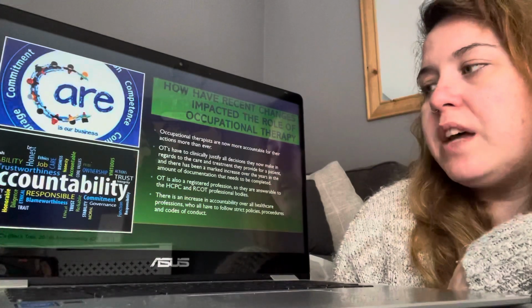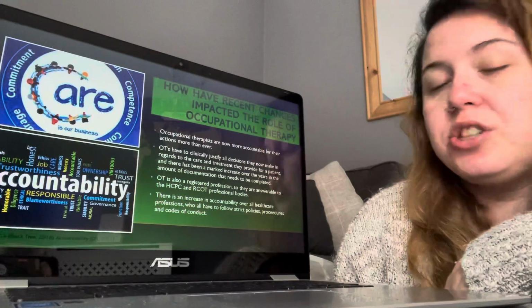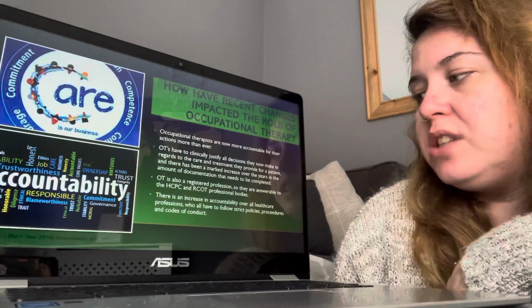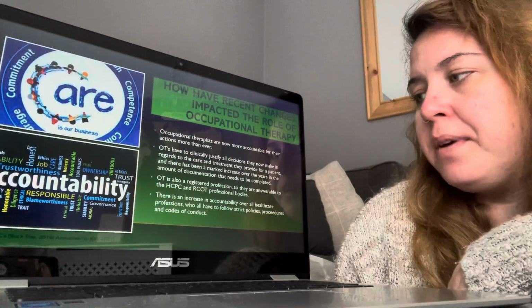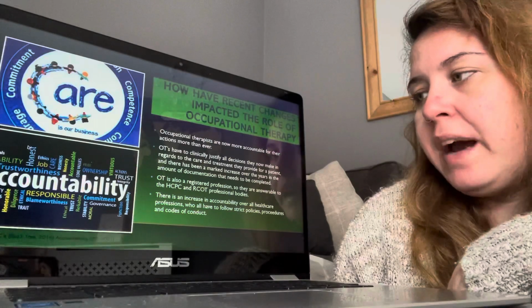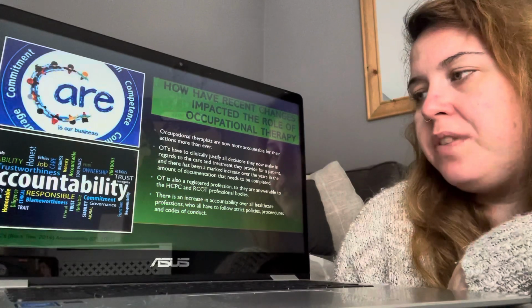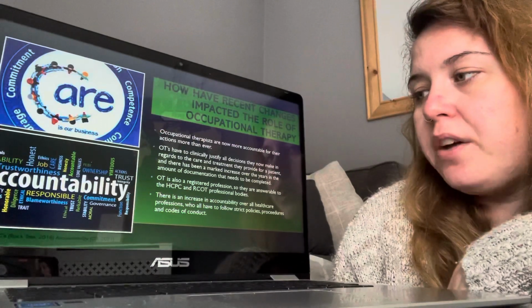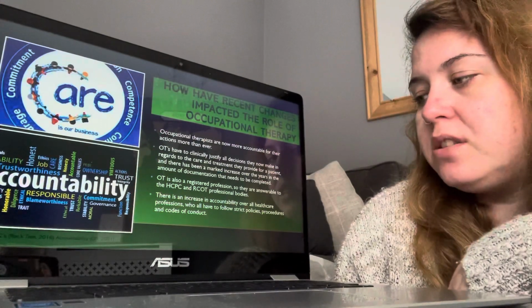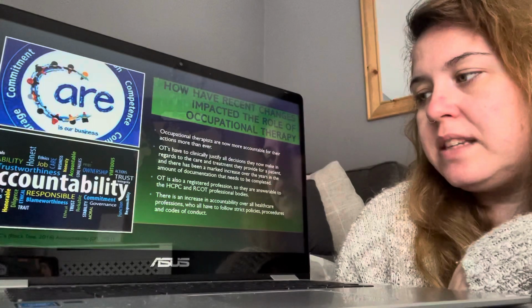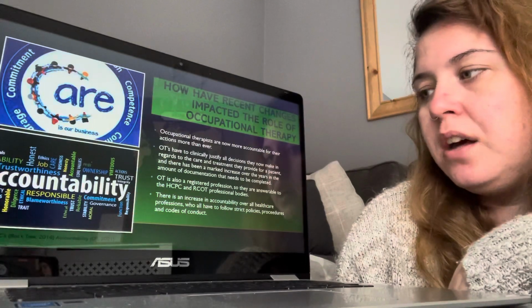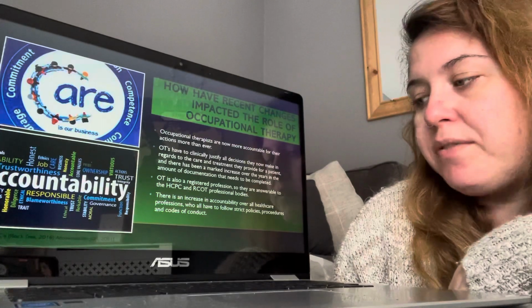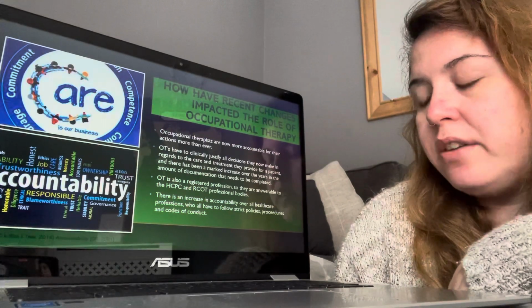So occupational therapists are now more accountable for their actions more than ever. OTs have to clinically justify all decisions they make in regards to care and treatment that they provide for a patient. And there's been a marked increase over the years in the amount of documentation that needs to be completed. OT is also a registered profession, so they are answerable to the HCPC and RCOT professional bodies. There's an increase in accountability all over healthcare professions, who have to follow strict policies, procedures and codes of conduct.